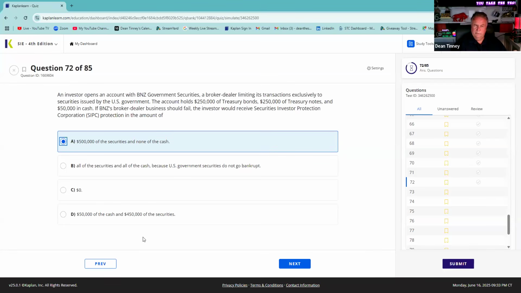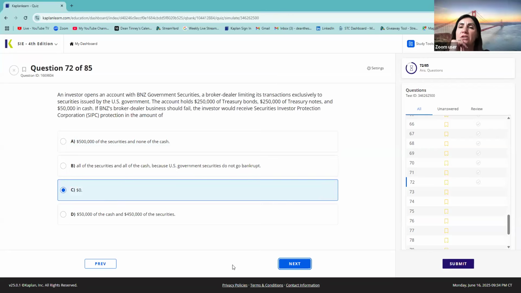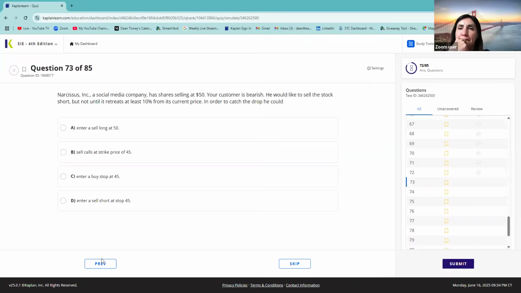I'm going to cover you for all of the securities, and that's that. So you're going to be a general creditor for the 50,000 in cash. We go securities first. Because they only do business with government securities, the answer is... okay, that's a tricky one. Yeah, I'm with you, I think that's a stupid question.